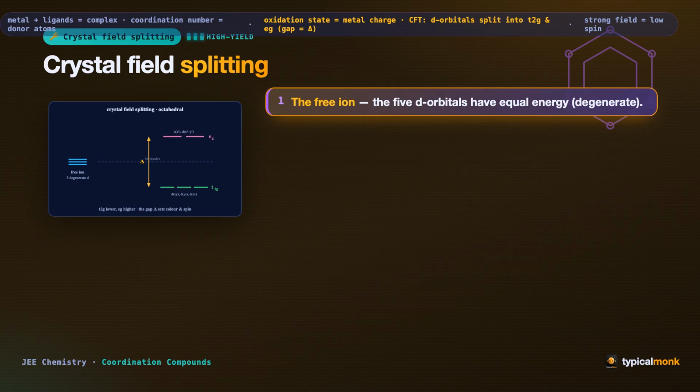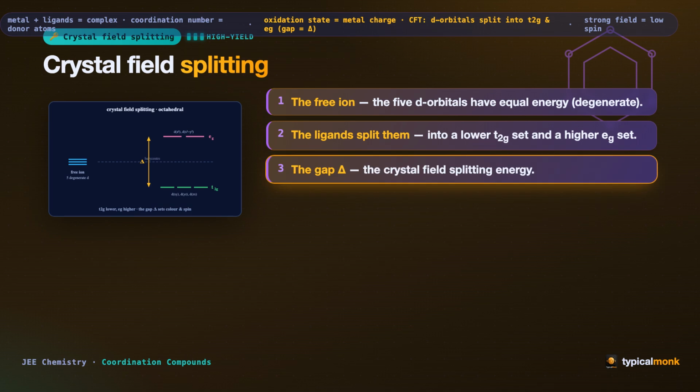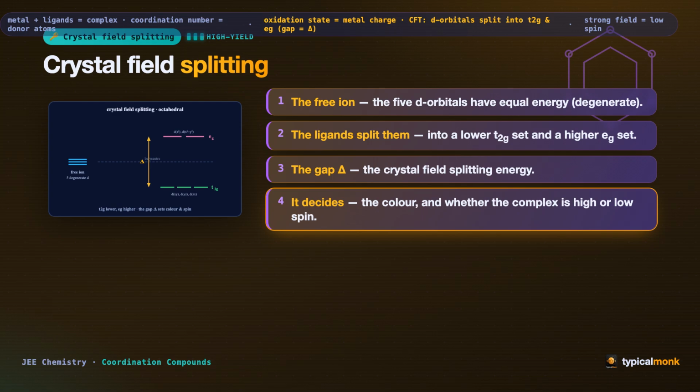Now look at the picture. Crystal field splitting. The free ion, the 5d orbitals have equal energy. They are degenerate. The ligand splits them into a lower t2g set of 3 and a higher eg set of 2. The gap, delta, the crystal field splitting energy. It decides the color and whether the complex is high or low spin.